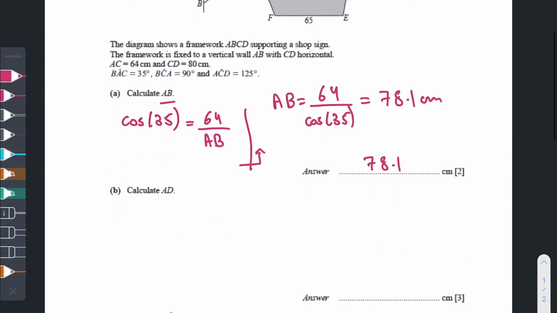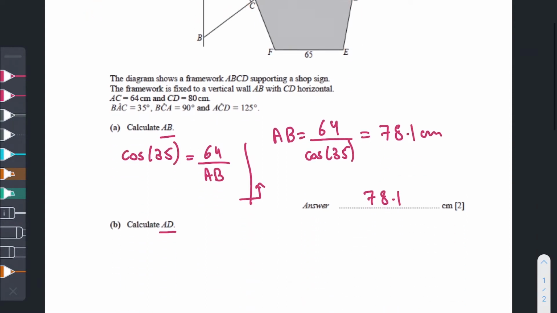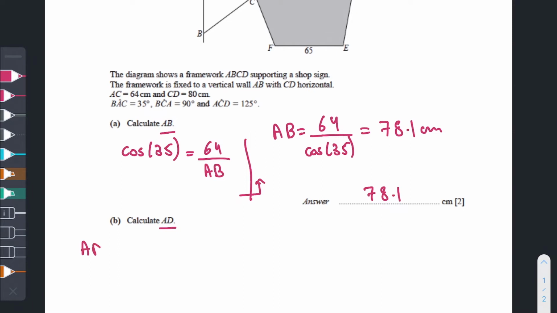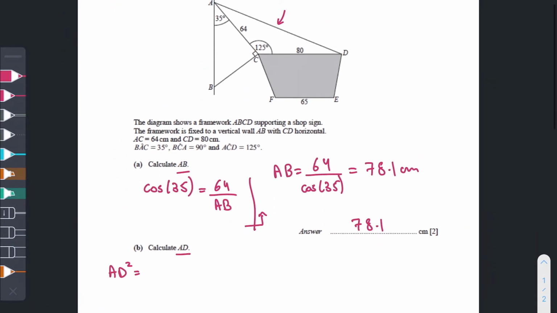The next part says calculate AD. Let's see where AD is. AD is this length over here. Now when you have AC and you have CD and you have the angle between the two lengths, you can only use the cosine rule to find AD. So let's use that. So you do AD squared is equal to 64 squared plus 80 squared minus 2 times 64 times 80 times cos of 125 degrees.